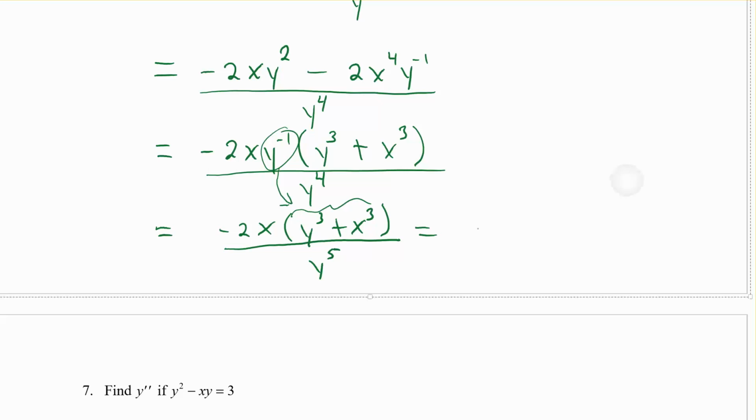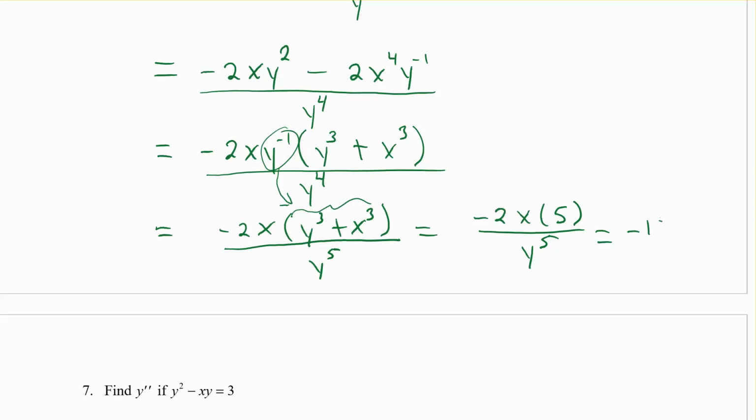So I'm going to simplify this again, and then say this is negative 2x times 5 over y to the 5, which is equal to negative 10x over y to the 5. And that is my second order derivative. So d2y dx.